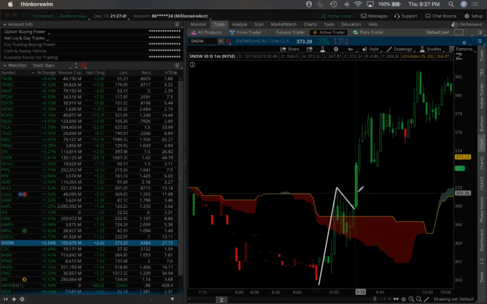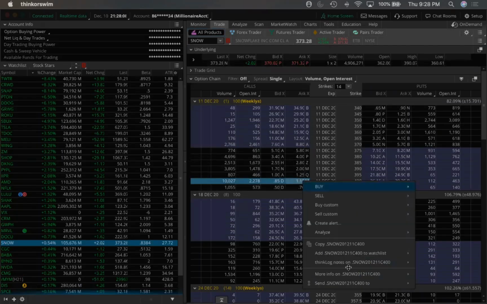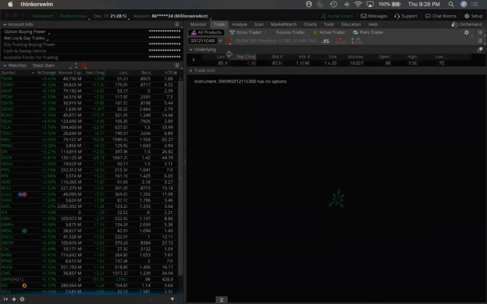So we're going to look over here. I'm going to look for the 370 strike. At that time, it didn't have the most volume. This had the most volume. Snow never even reached 400 today, people, but I'm going to show you something. 10,000. I would have bought that strike right there for a day trade. Remember, I got in at 9:38. It never even reached 400 today. Never even reached it.